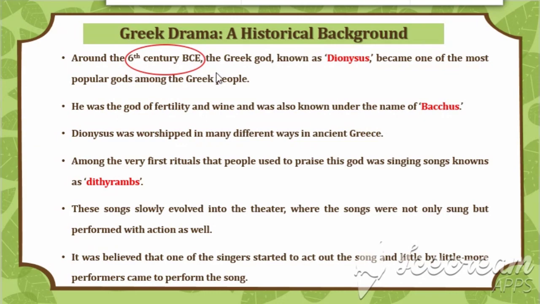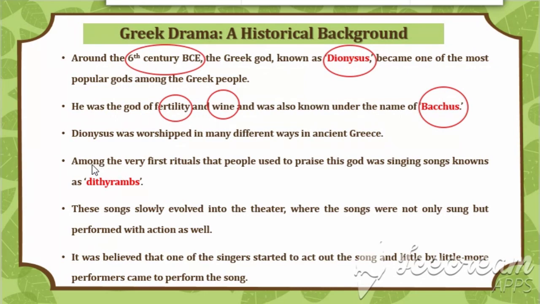So around this time, there was this Greek god, we said, his name is Dionysus, and he's one of the most popular gods among the Greek people. He is the god of fertility and wine, and some even used to call him Bacchus. Because he was one of the most popular gods among the Greek people, he was worshipped in many different ways in ancient Greece.